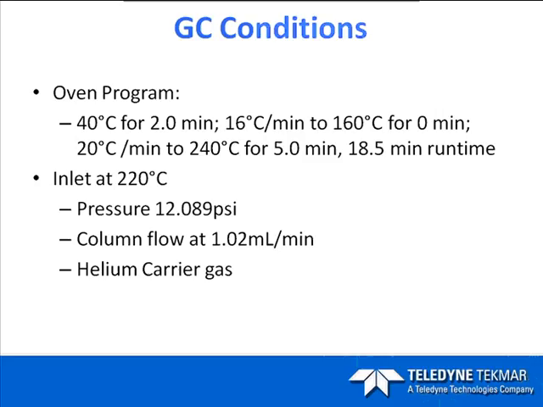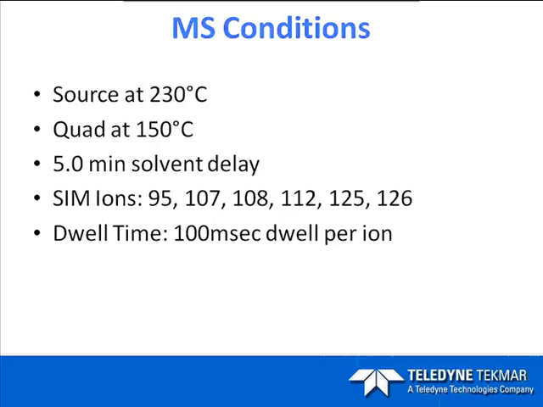We kept the inlet at 220 degrees Celsius. The pressure was at 12.09 psi with a column flow of 1.02 mL a minute using helium carrier gas. For the MS conditions, we kept the source at 230 degrees, the quad at 150. We had a 5-minute solvent delay. All analyses were done in selective ion monitoring, so we used SIM ions 95, 107, 108, 112, 125, and 126 with a 100 millisecond dwell time per ion.